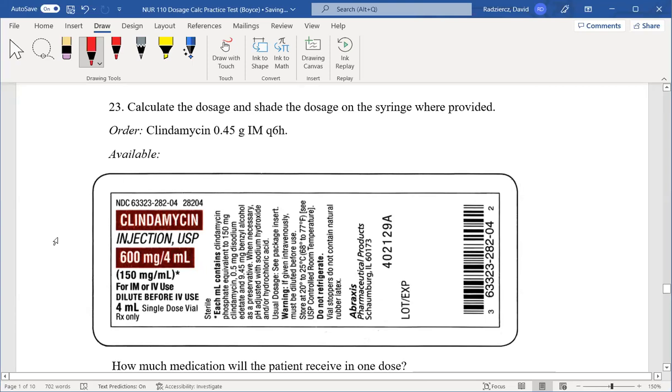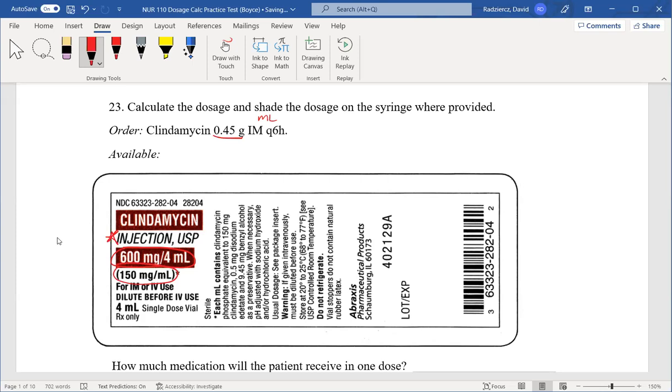Another injectable, and we can see that clearly on the label. It says injection here. It says clindamycin, 0.45 grams, intramuscular. That's the other clue that you're going to calculate milliliters from this. And then it says 0.45 grams. And then what's my order? It says 600 milligrams, 4 ml, but right underneath it, it gives you 150 milligrams per milliliter.